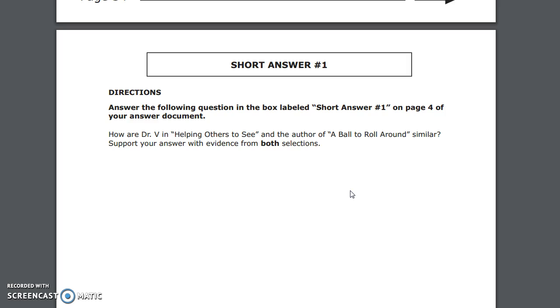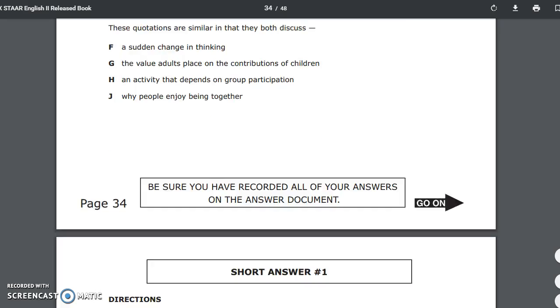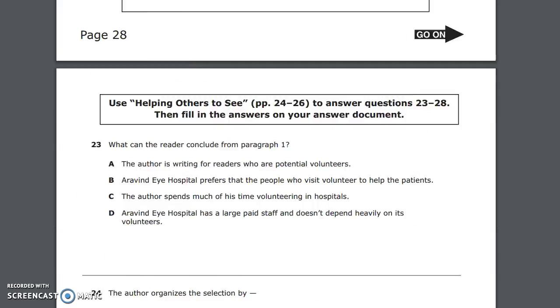So before I ever read the passages, I've already read my short answer question, which says, how are Dr. V and helping others to see and the author of A Ball to Roll Around similar? Support your answer with evidence from both selections. So as the reader, I know that I need to be looking for similarities or how they are the same. So when I go back to my passages, I can start looking for that.